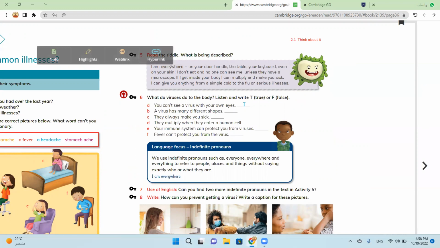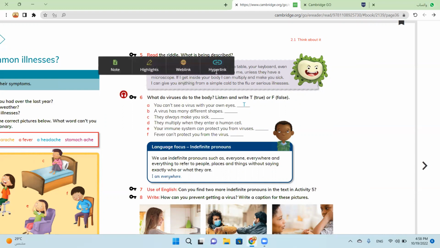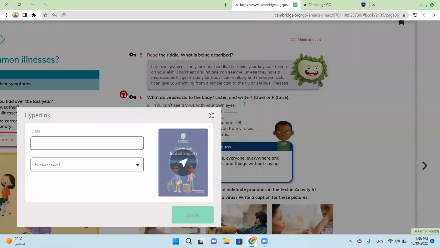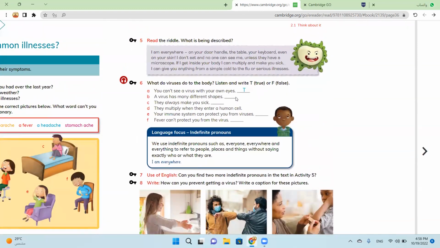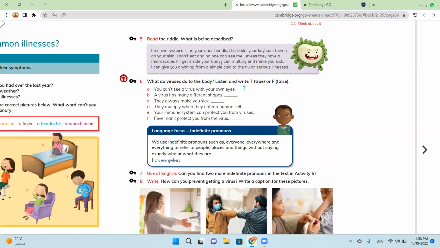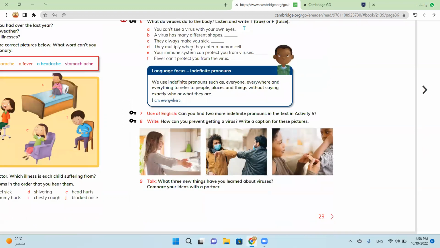So can we find more indefinite pronouns in activity 5, like we read together? I am everywhere. Can you find the other ones? Anything, no one. Let's check our answers. No one and anything. Those are the indefinite pronouns we have in activity 5.